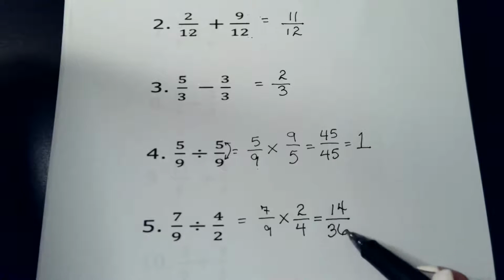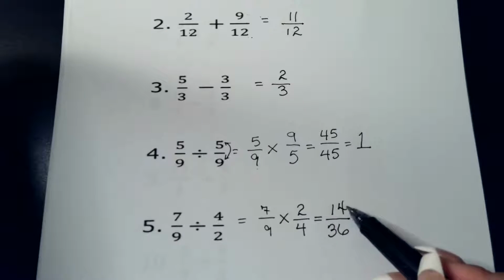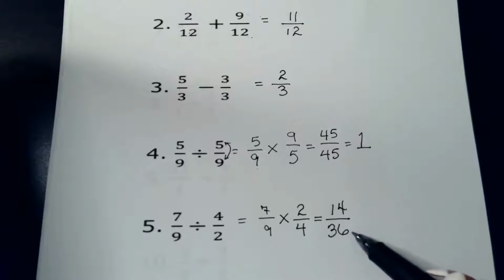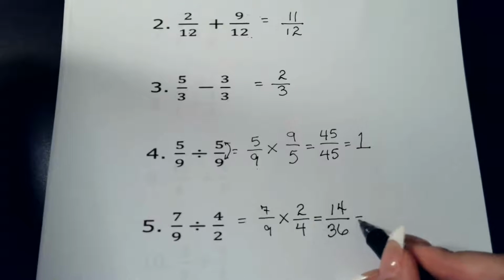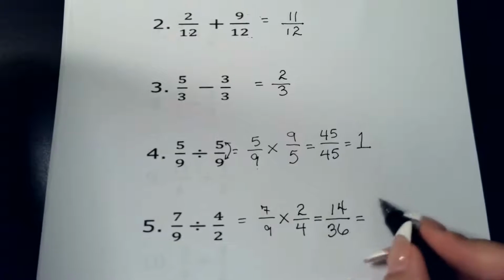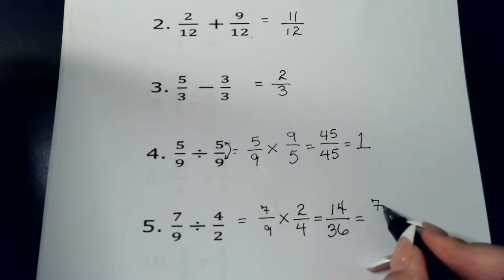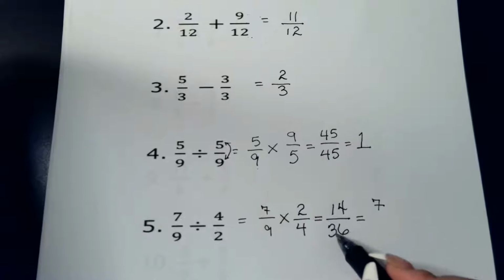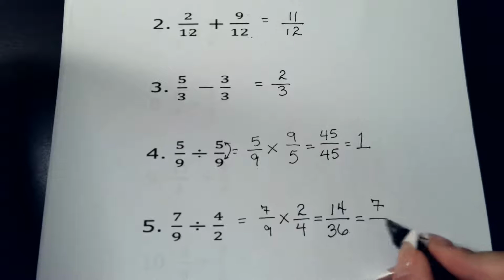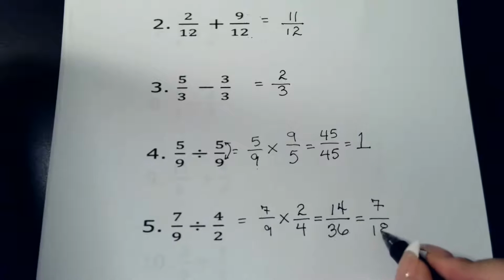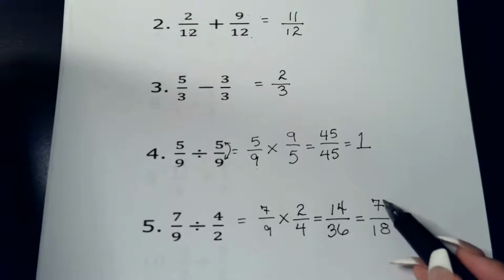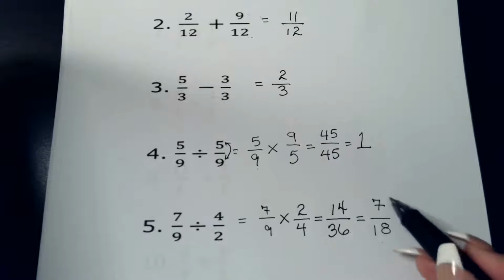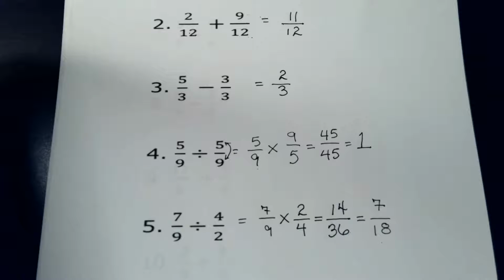Now, in looking at these two numbers, we notice that they both end in even numbers. So at the very least, they can both be divided by 2. That's what we're going to do. 14 divided by 2 is 7, and 36 divided by 2 is 18. There are no common factors between 7 and 18, so this cannot be reduced any lower.